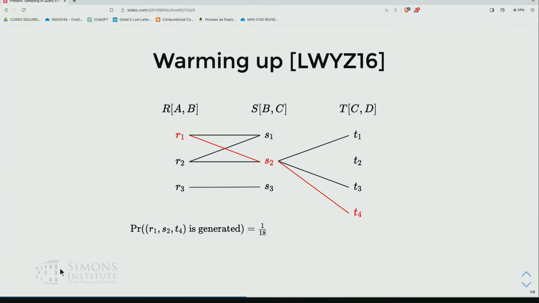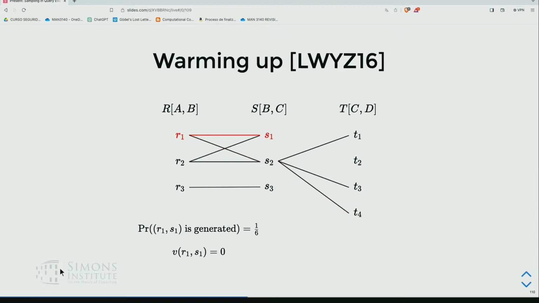And this contributes to the answer to the query with a certain value, and this value is T4 of D, right? For this tuple here, I'm denoting this as a tuple, but when you compute the join, in this row you are going to have as the value in the attribute D this T4 of D. Very simple.